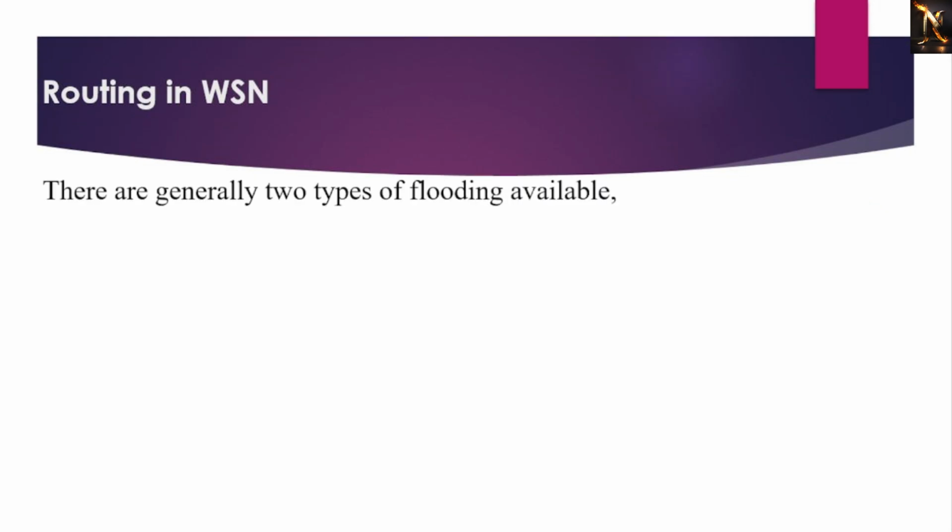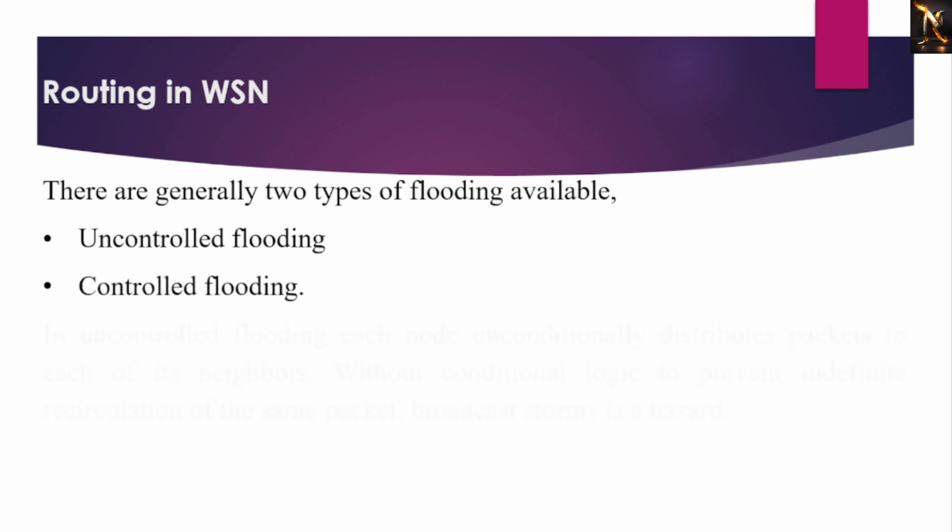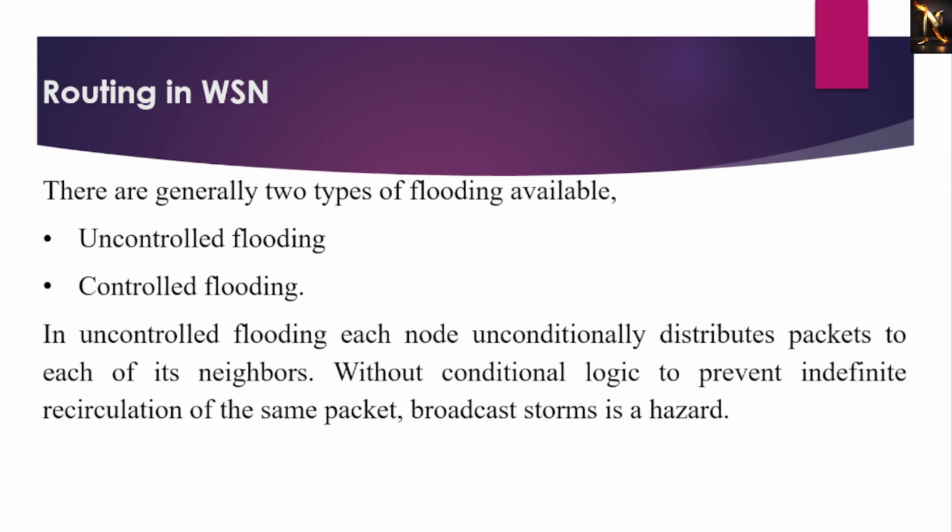There are generally two types of flooding protocols: uncontrolled and controlled flooding. In uncontrolled flooding, each node unconditionally broadcasts packets to all of its neighbors. Without conditional logic to prevent the indefinite recirculation of the same packet, there is a risk of broadcast storms.